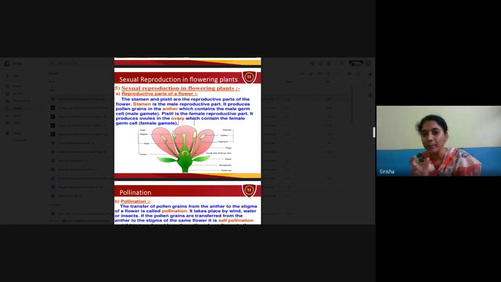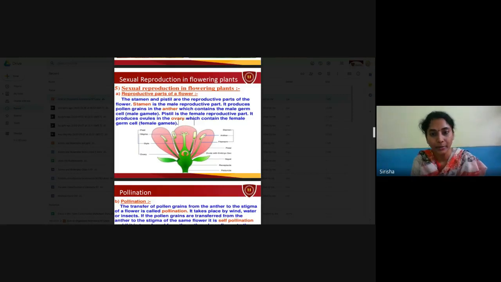Stamen is the male reproductive part. It produces pollen grains in the anther. This box-like structure is called the anther, which contains the male germ cells. Those are called male gametes. So remember, stamen is the male reproductive part.